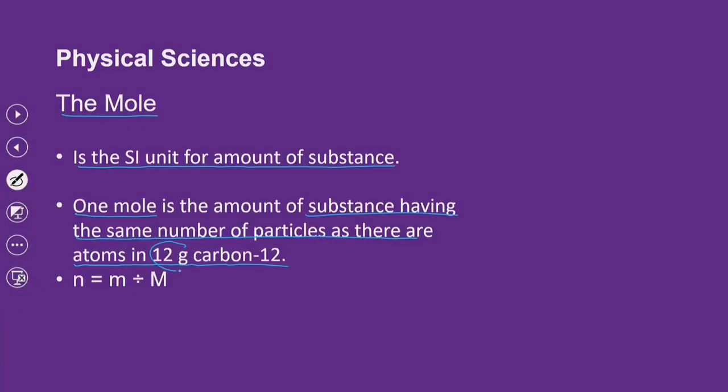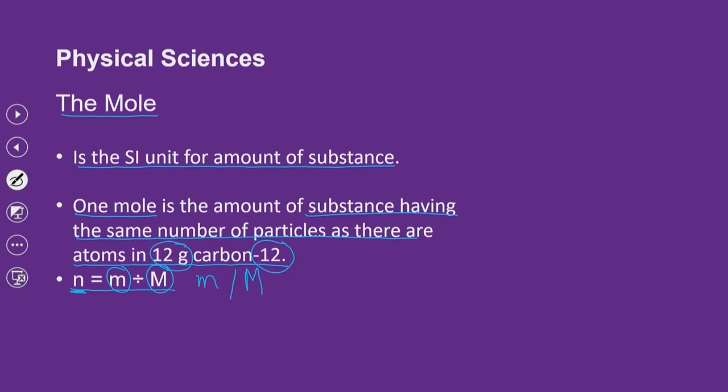If you've got 12 grams of carbon 12, it's referred to as 1 mole. So what is the 12 grams? The 12 grams is a specific mass, and carbon 12 refers to its molar mass. And that is exactly what we see here. So the number of moles is the mass, the actual given mass of the substance, divided by its molar mass. Now the molar mass, you'll agree with me, we find on the periodic table.